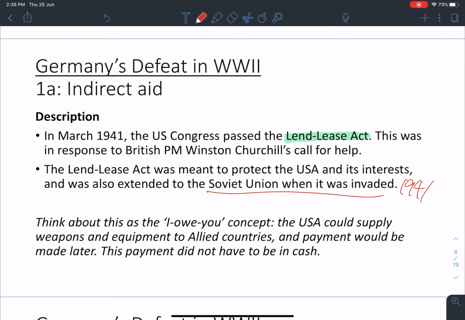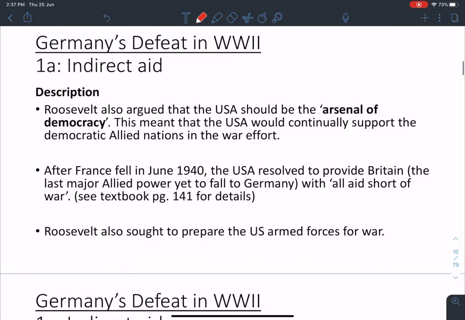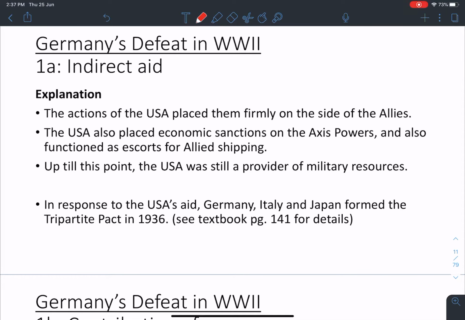This is, of course, a fun fact: this is one of the reasons why the USA became an even bigger economic superpower after World War II, because everybody owed them money. But my point is that the US aid contributed to helping the Allies stay afloat. So that is what is going on. Essentially, the point is that indirect aid provides the other allied powers with military resources. They are a provider of military resources.